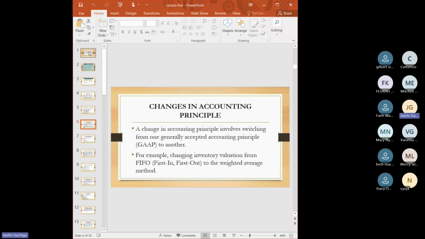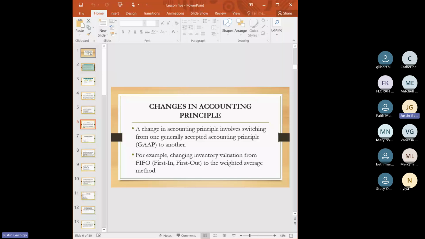Now, let us look at the changes in accounting principle. A change in accounting principle involves switching from one generally accepted accounting principle, that is GAAP, to another. For example, we can have a company changing how they value inventory from first in, first out to weighted average method, or switching from first in, first out to last in, first out, or maybe switching among the three methods.